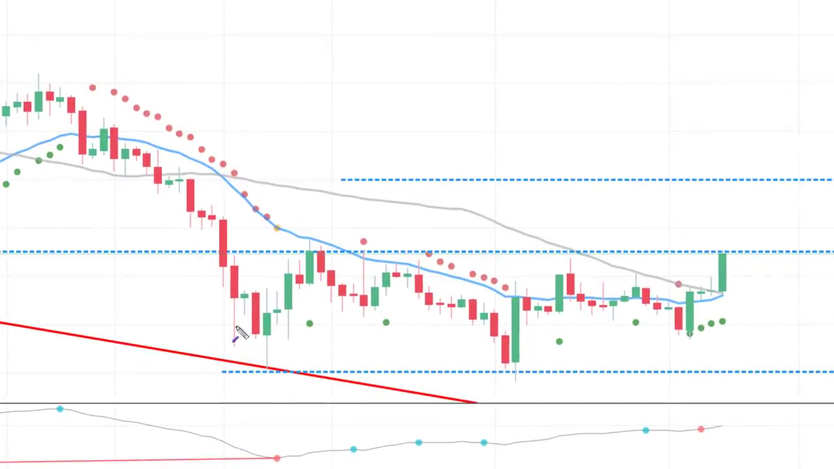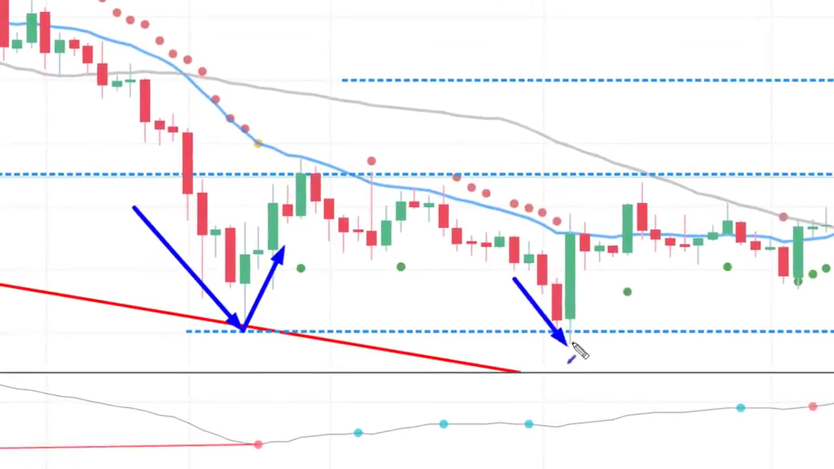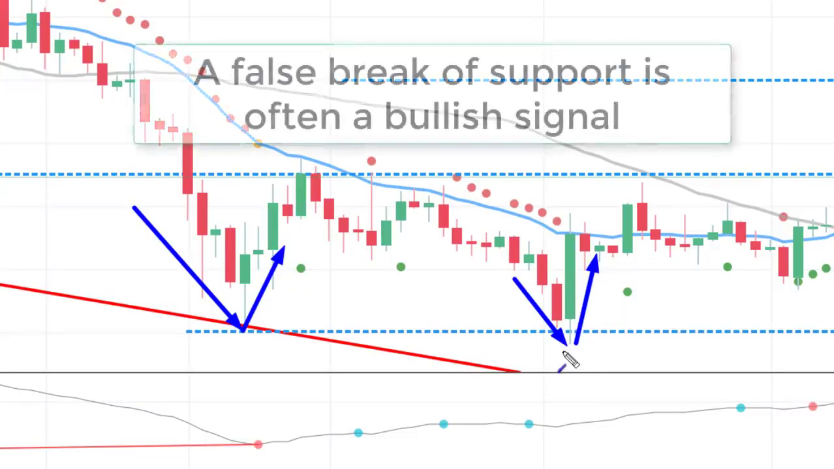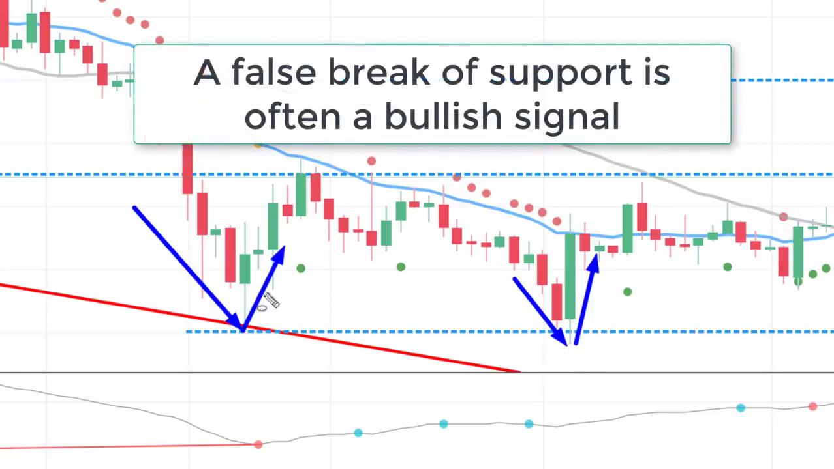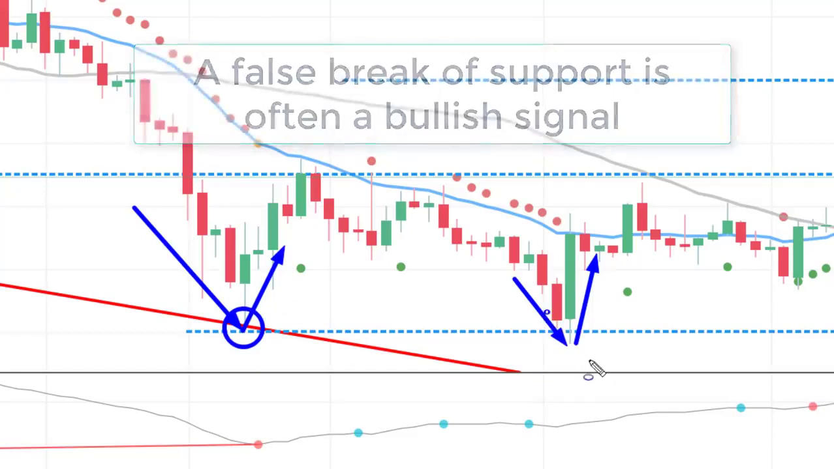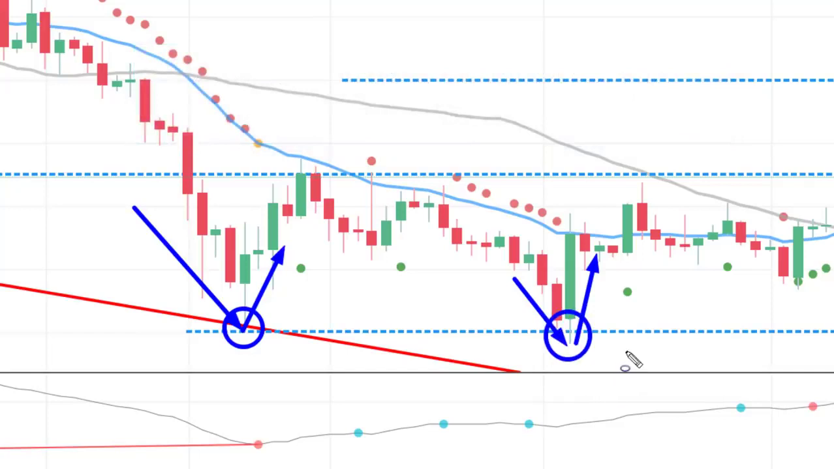Now, this is very interesting. Notice that Bitcoin makes one low here, one low. Then it comes back about a month afterwards in December, breaks that low, and then quickly rallies off. Again, in technical analysis, I'm sure you probably know, this is called a false breakout. A false break of support in technical analysis is often a bullish signal. All right, guys, let me just repeat that. It's very important. A false break of supporting structure is often a bullish signal.